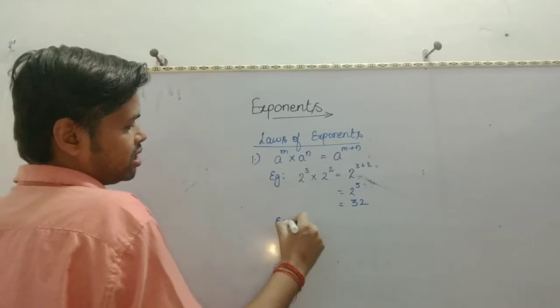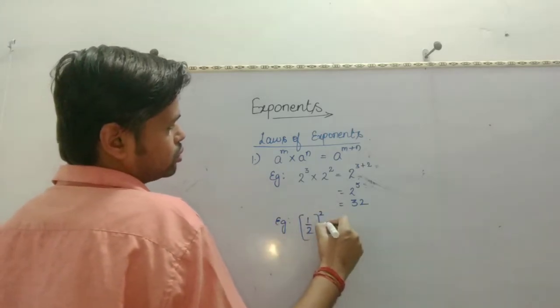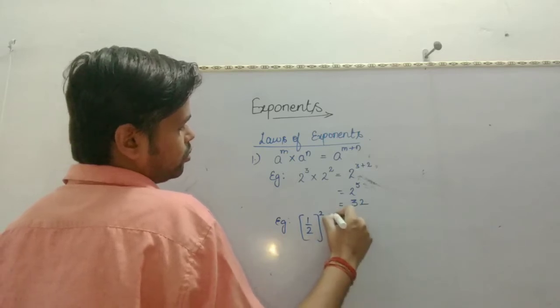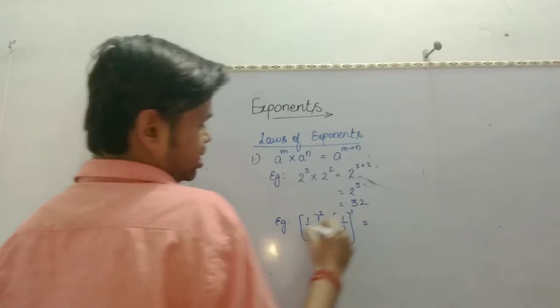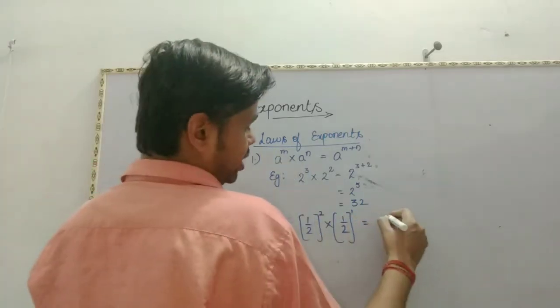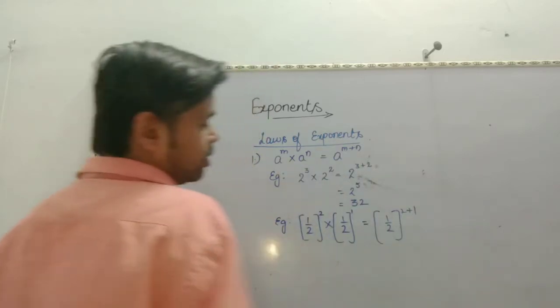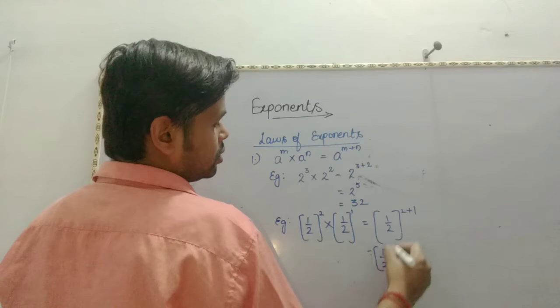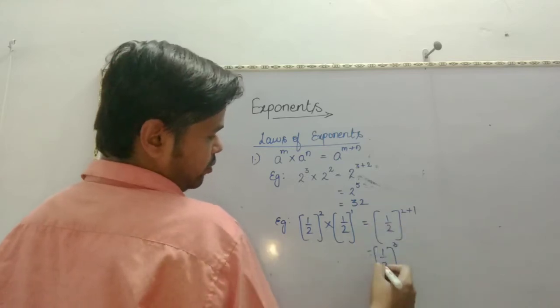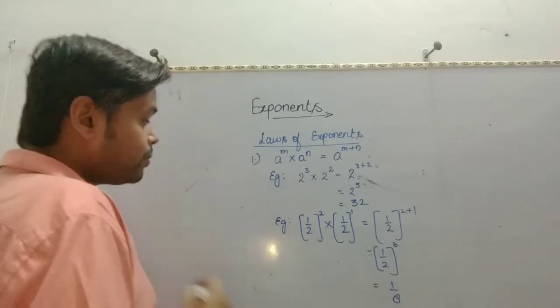Consider one more example. 1 by 2 to the power 2 into 1 by 2 to the power 1. Bases are the same. Case of multiplication, what is to be done? We will add the powers, that is 1 by 2 to the power 3, and on further solving we get 1 by 8 as the answer.